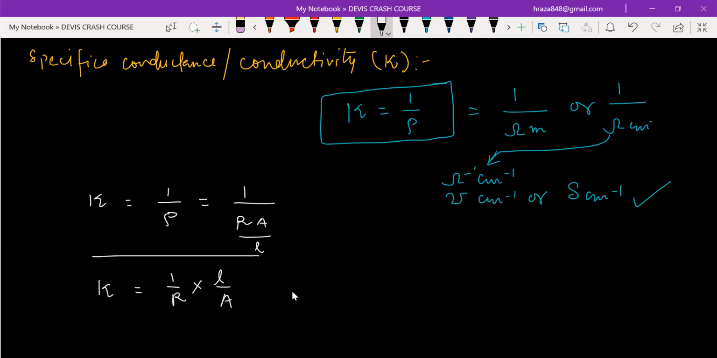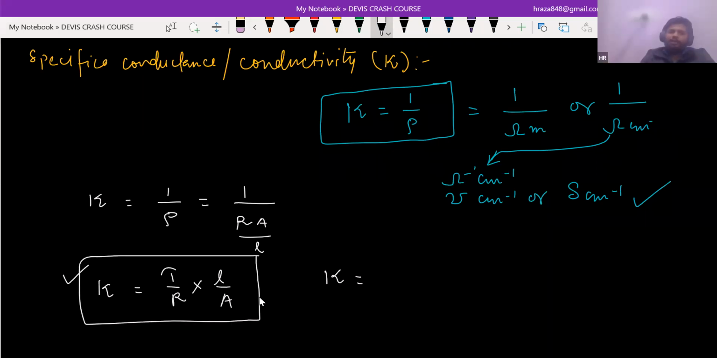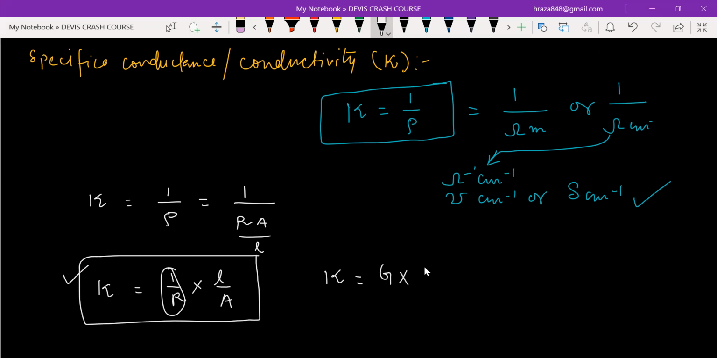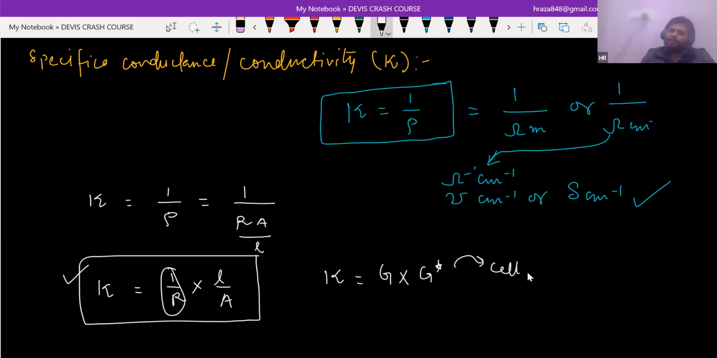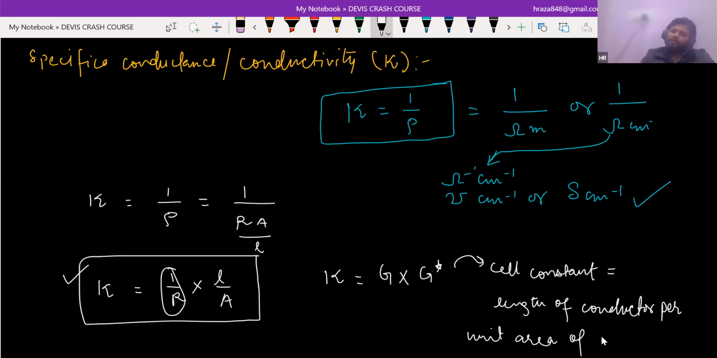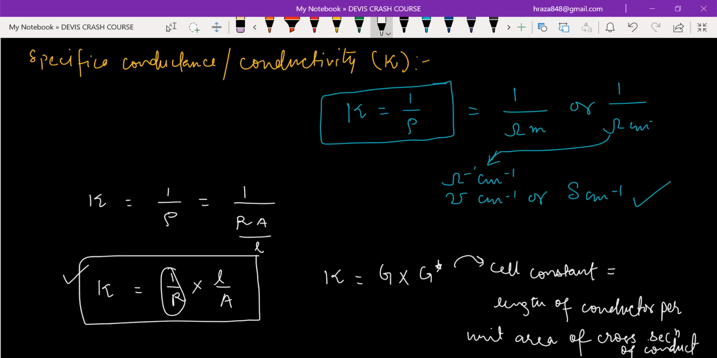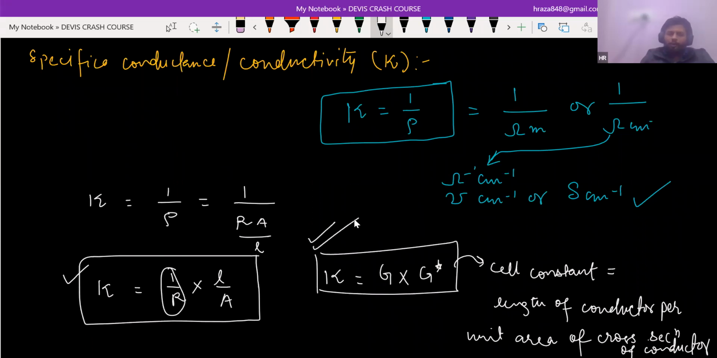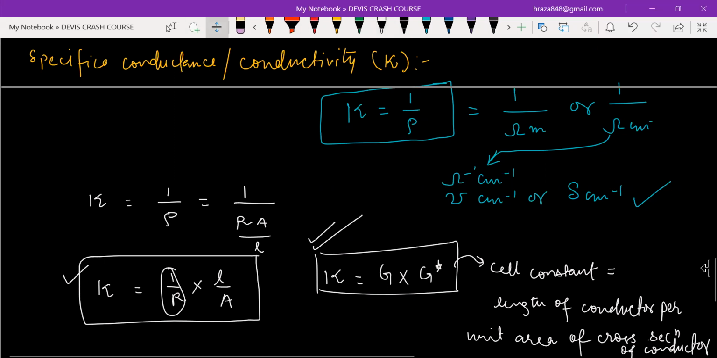So this conductivity is basically equal to conductance, the inverse of resistance, into L by A, which is known as cell constant. And how do we define cell constant? It is the length of conductor per unit area of cross-section of conductor. Got it? So this formula is also very, very important. Can we move to the next part?